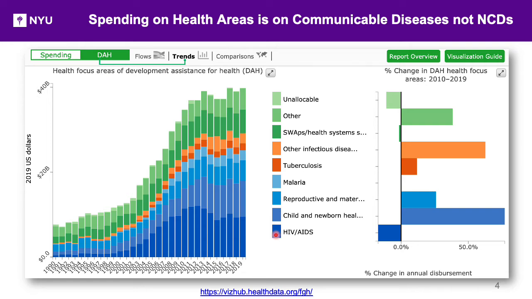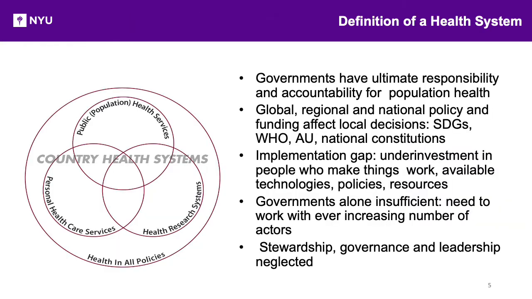You can see that programming is still on communicable or infectious disease. Here is HIV/AIDS, here's child and newborn health, reproductive matters, malaria, tuberculosis, other infectious diseases, and other unallocated. In here, you don't see any allocation toward non-communicable disease, where the majority of mortality will occur, which leads to a significant gap between what is actually causing mortality within the population and where the money is programmed.